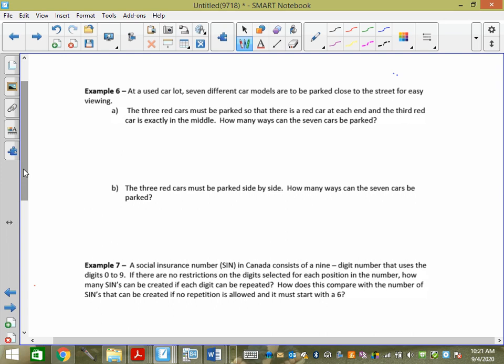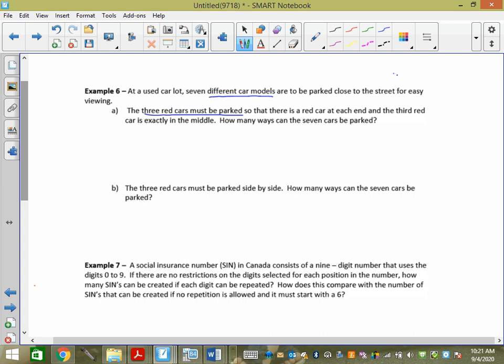If you have the exact same black Ford Explorer, and beside it the exact same black Ford Focus, a little teeny tiny car, you can tell the difference. I don't care how perfectly black, same colors they are. Okay? You could tell the difference. All right. So it doesn't matter if it says different car models or same car models. Okay? So at the used car lot, we have 7 different car models, and they're parked close to the street for easy viewing. The 3 red cars must be parked so that there is a red car at each end, and the 3rd red car is exactly in the middle. How many ways can the 7 cars be parked?